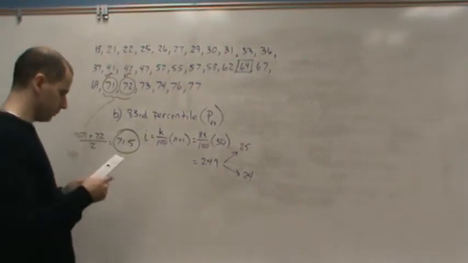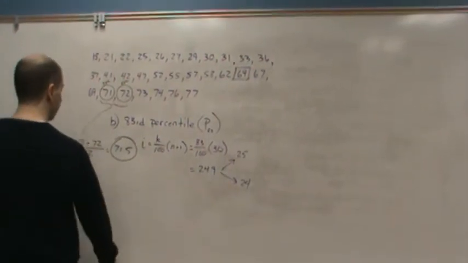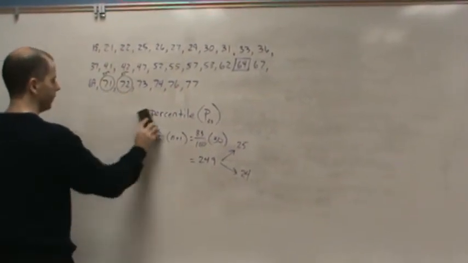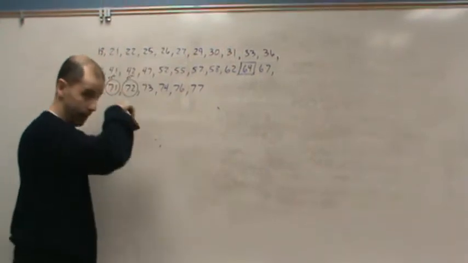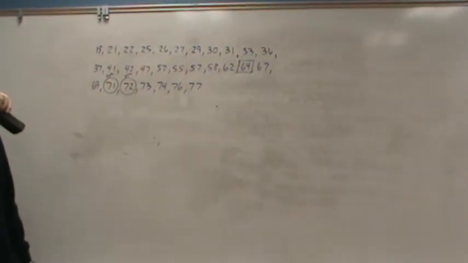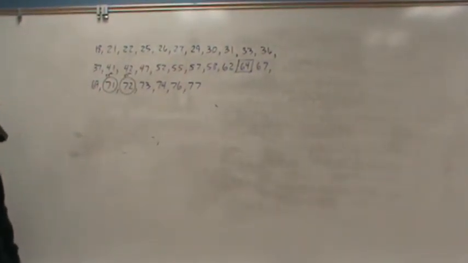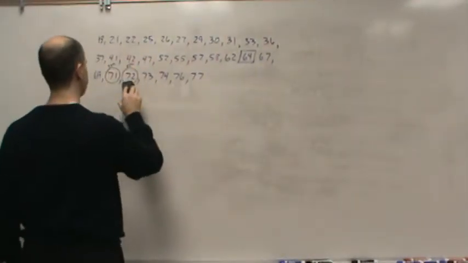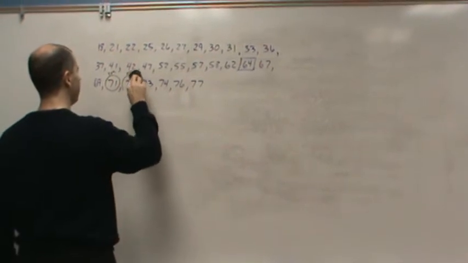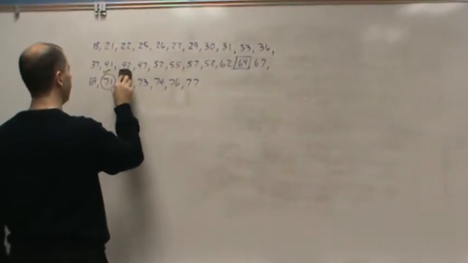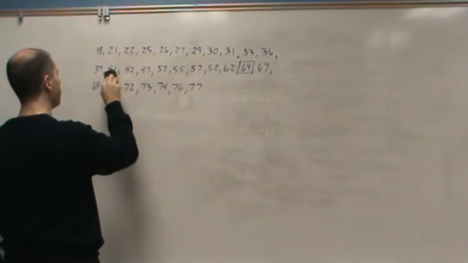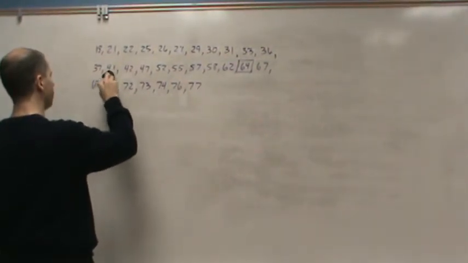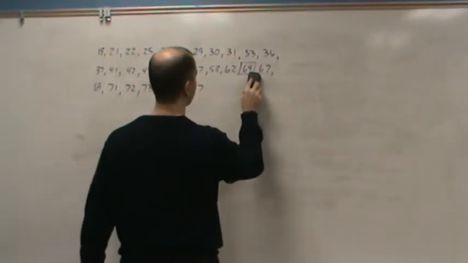Okay, so now let's take this same data set. Let me erase this, and we're going to now talk about going the other way. Here we said, I want to know what value represents the 83rd percentile or the 70th percentile. But what if I give you a data value, and I say, what percentile does that value represent? This is like going the other direction.